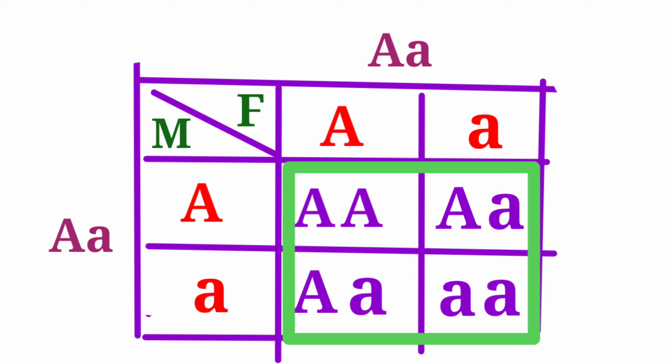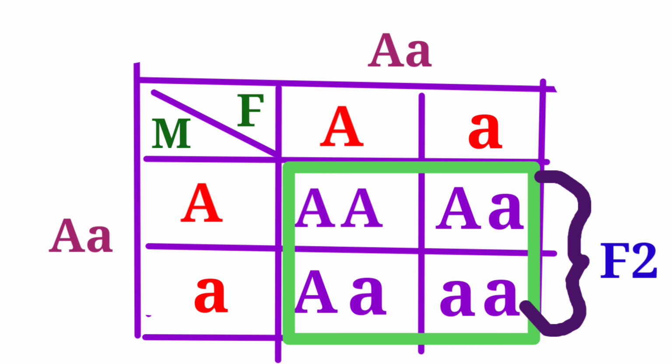Now, as you look at the results, 2 of the 4 children copy exactly the traits from both parents. The children are the second generation.